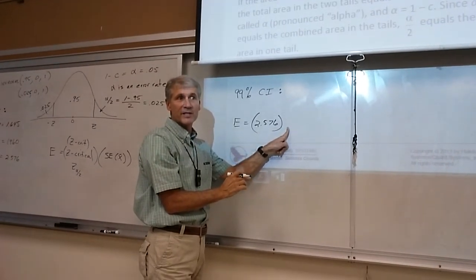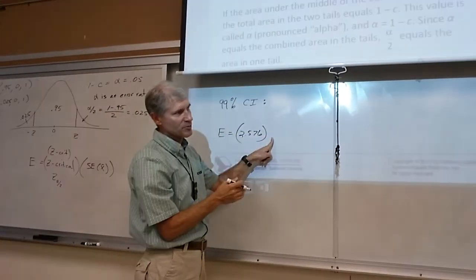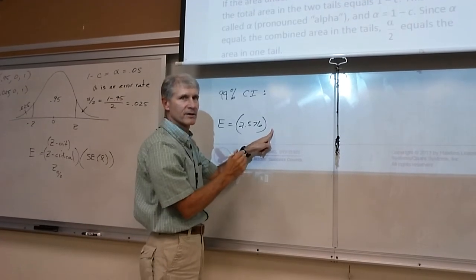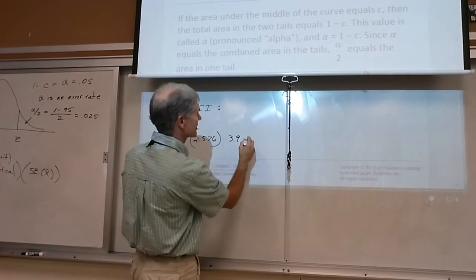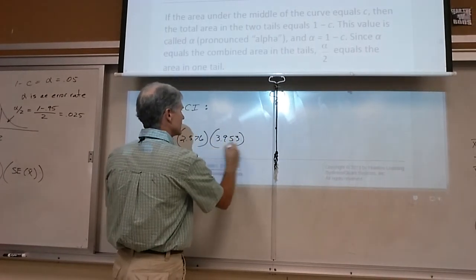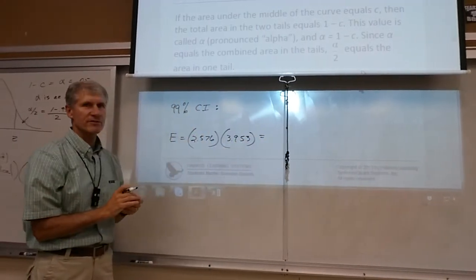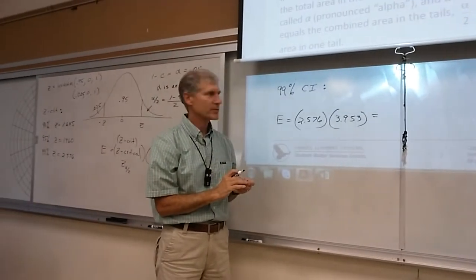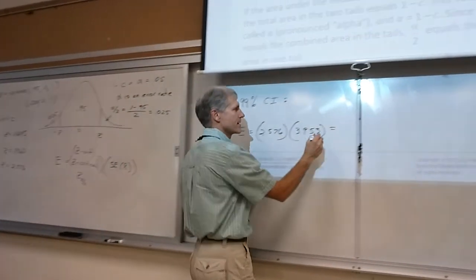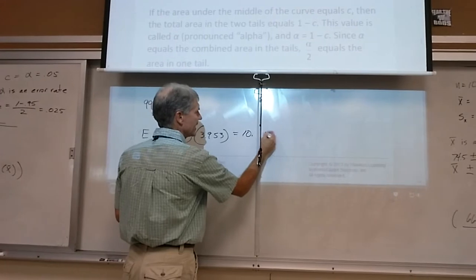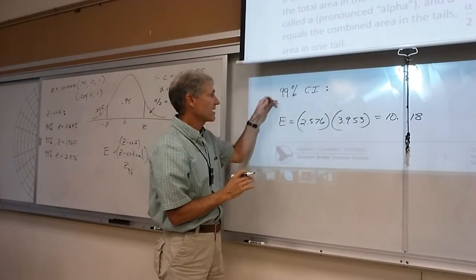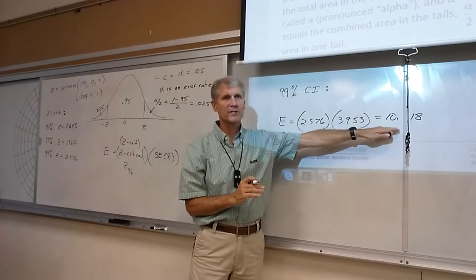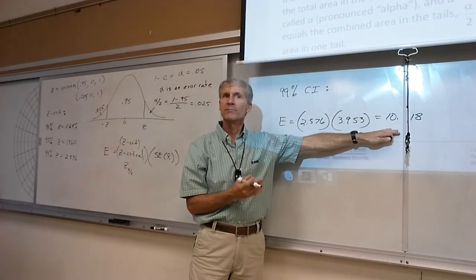So based on a sample size 10, the standard error we computed earlier as what? 3.953? So you multiply that out to get the margin of error. So tell me what that is. 10.18 if we stop at 2 decimal places. Okay? And then now to get the confidence interval, how do we use the margin of error? Plus and minus.